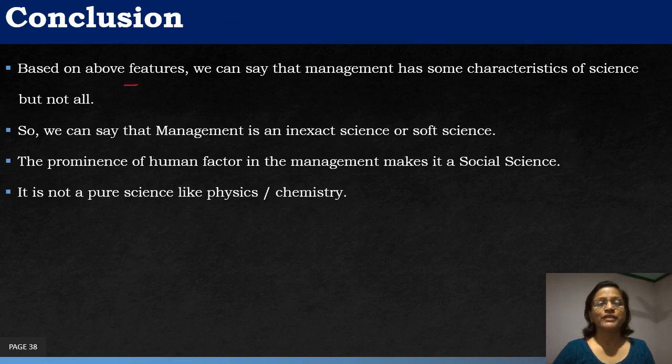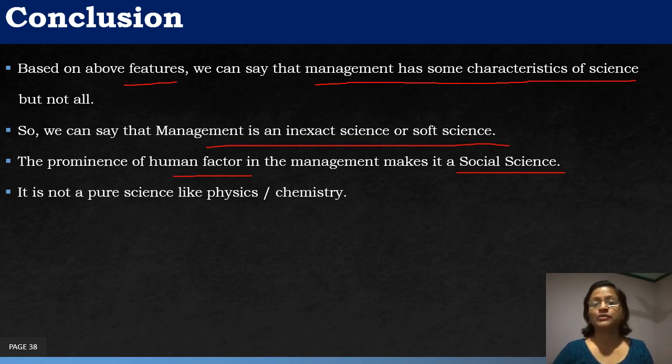So based on the features, we can say that management has some characteristics of science and not all. So we can say that management is an inexact or soft science. The prominence of the human factor in management makes it a social science. It is not pure science like physics or chemistry.